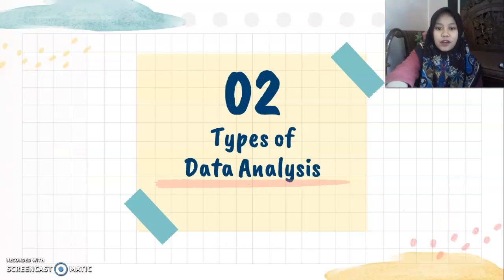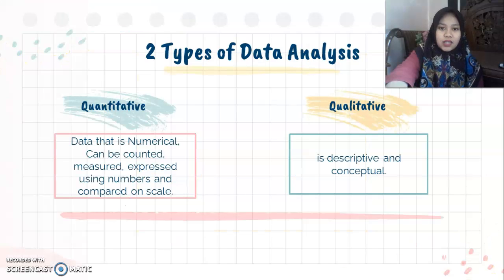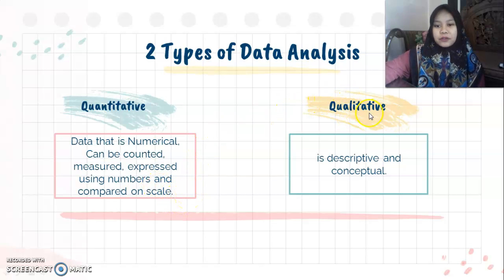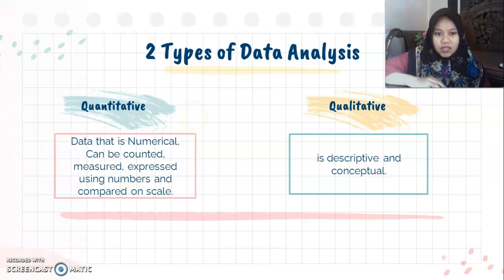Next, types of data analysis. So there are two types of data analysis. First is quantitative and second is qualitative. Quantitative is the data that is numerical, can be counted, measured, expressed using numbers, and compared on a scale. Meanwhile, the qualitative is descriptive and conceptual. So quantitative is more about numerical data, meanwhile the qualitative seems like more written.